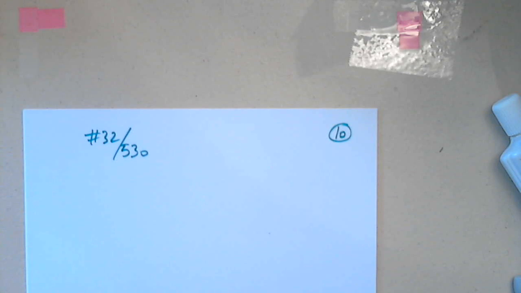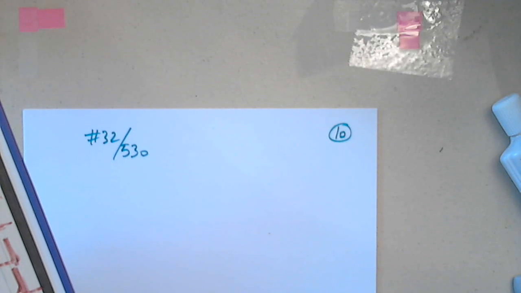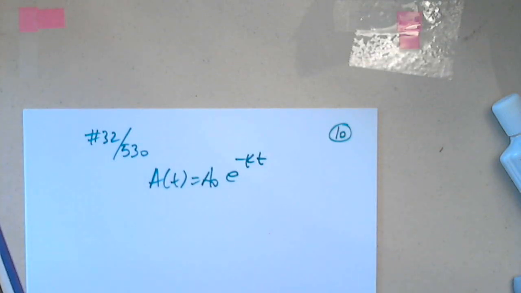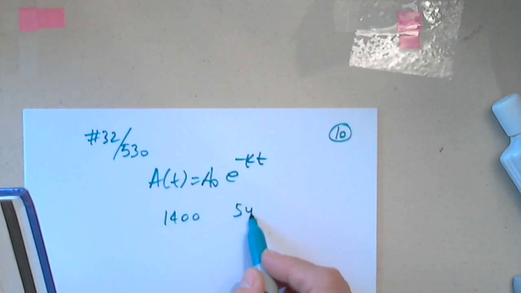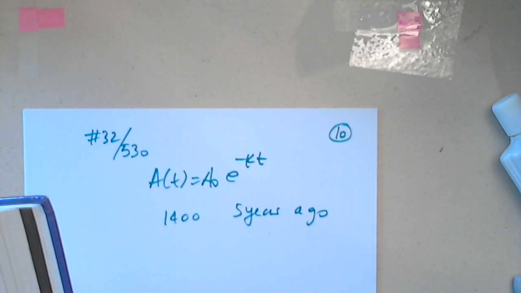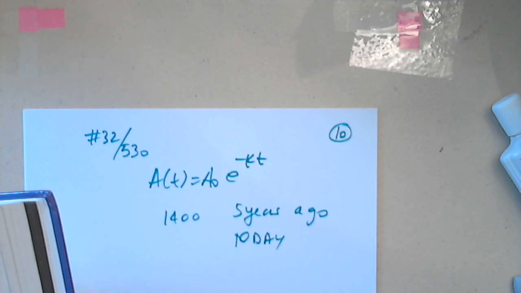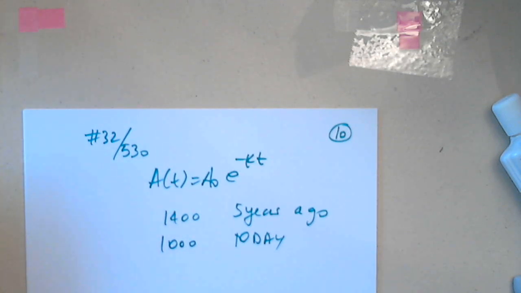A bird species in danger of extinction has a population that is decreasing exponentially. And we know A of t is A0 e to negative kt. It's given to us. 5 years ago, the population was 1,400, and today there are only 1,000 alive. Once the population drops below 100, the situation will be irreversible. When will this happen?